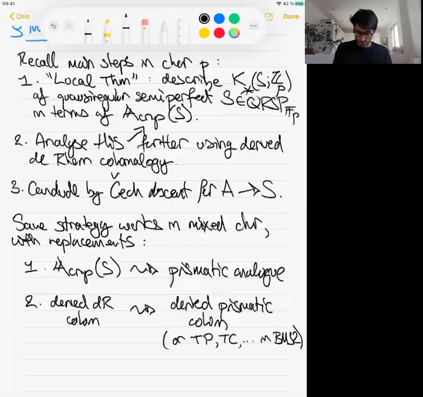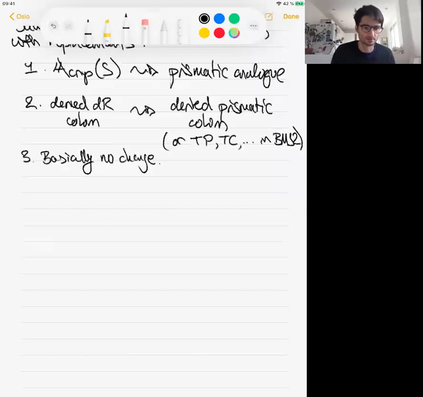in BMS2, but which you can now really reformulate prismatically. So I'd rather adopt that approach. And for the third step, there's all this check descent argument. It just still works again. So basically, no change. So I need to give you a very, very brief recollection of some prismatic stuff, though I suspect many people have seen it.